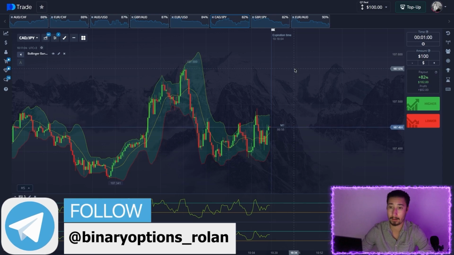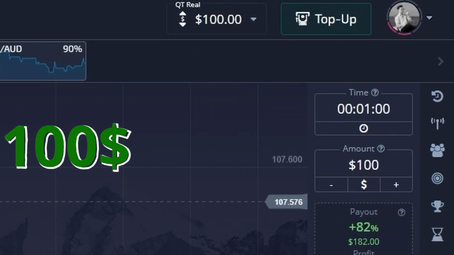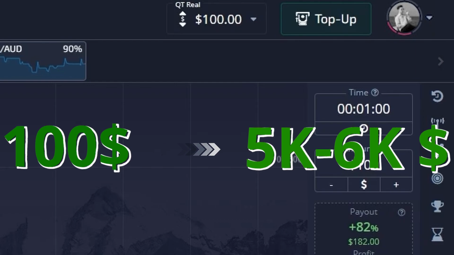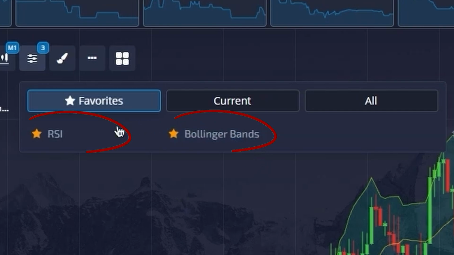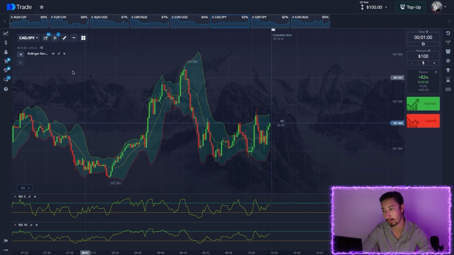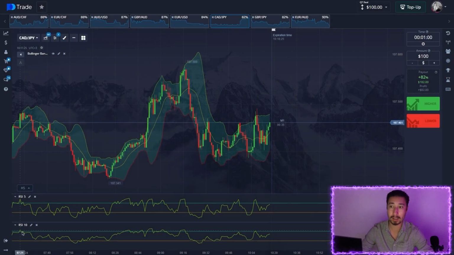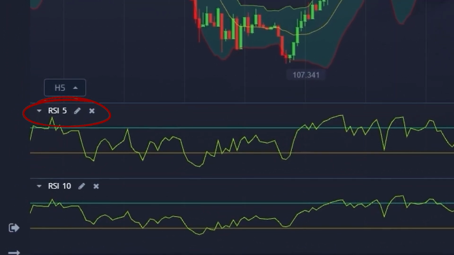So we are on the broker. On my balance you can see now $100, and it is from this amount that we will accelerate our deposit today. Today we have a double RSI as our main oscillator, and the Bollinger Bands. Here are the settings. For Bollinger Bands we set the period to 13 and deviation to 2, and for RSI we will have two different periods. The first RSI will have period 5 and the second a period of 10.